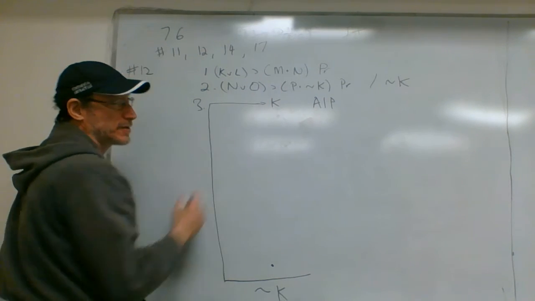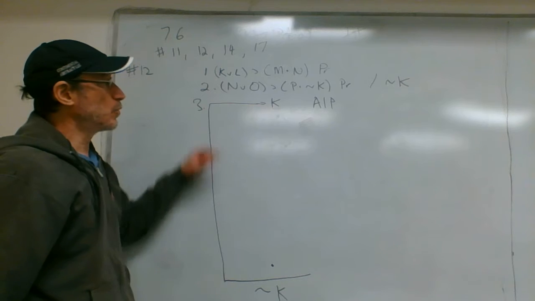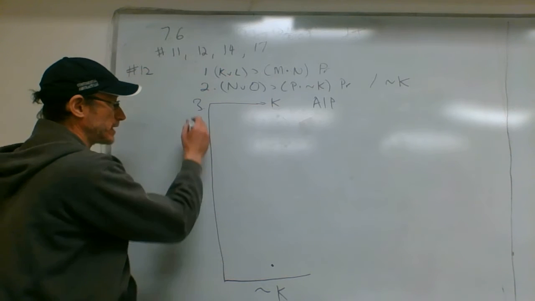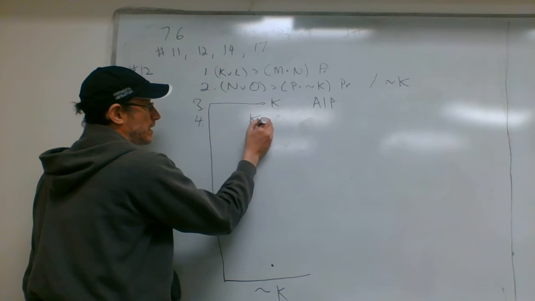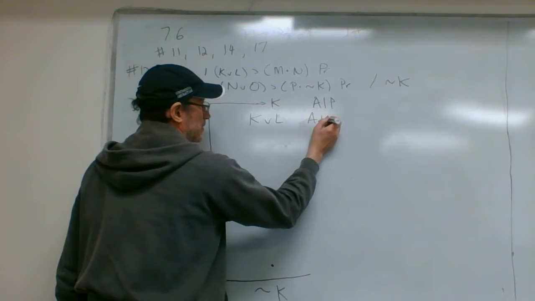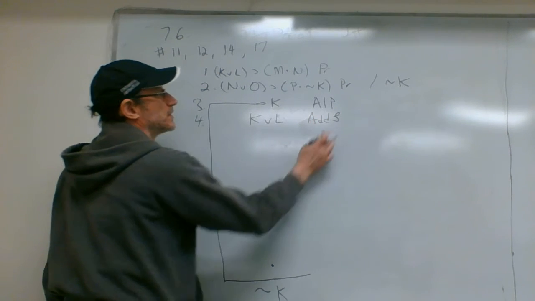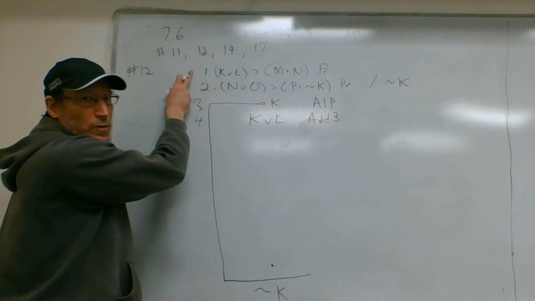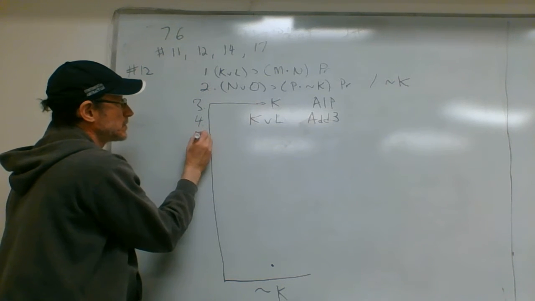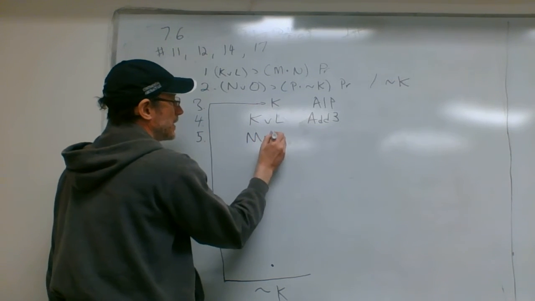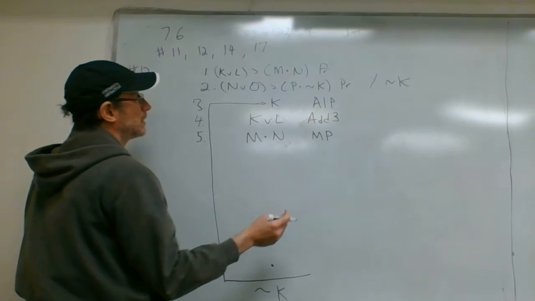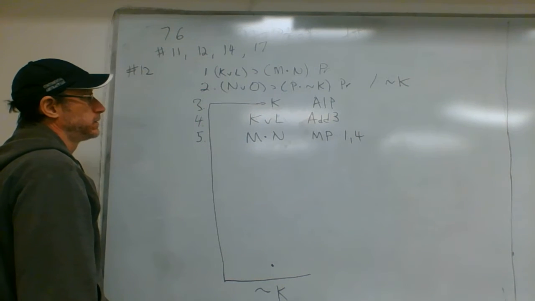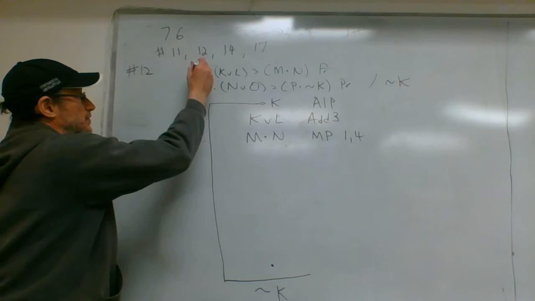How do I make some use out of my premises now? I'm going to wedge on L just intentionally to get the antecedent of that first premise so I can do a modus ponens. I'll say K wedge L by addition on 3. That's addition on 3. And then I now have the antecedent of 1, so I can do a modus ponens to get M dot N, modus ponens on 4 and 1. Then I can sort of check this off.